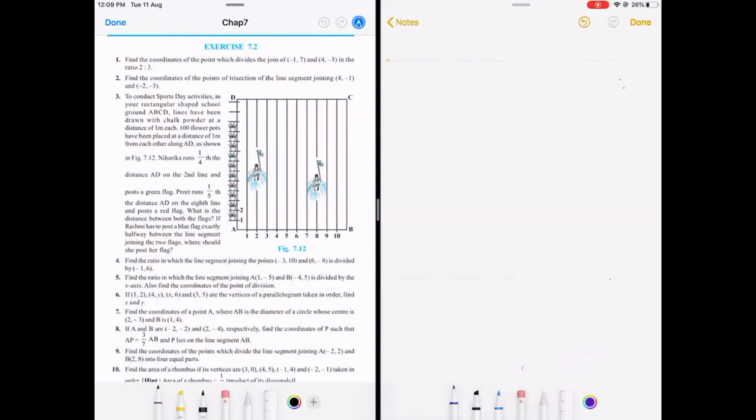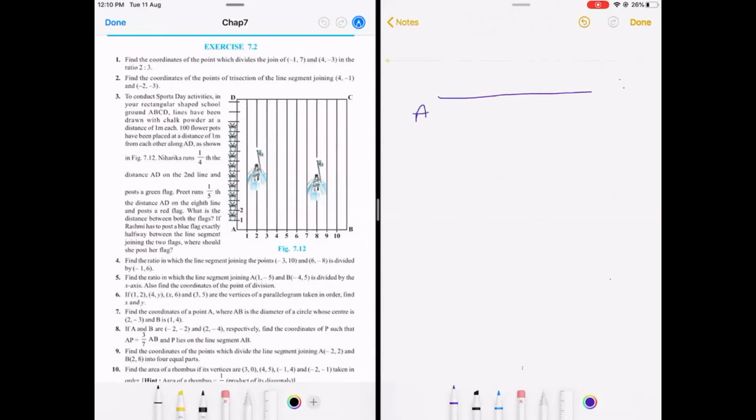Now I am going to discuss question number 4. First, I am going to discuss question number 4 with you. Find the ratio in which the line segment joining the points is divided by minus 1 and 6. Here we need to find the ratio.